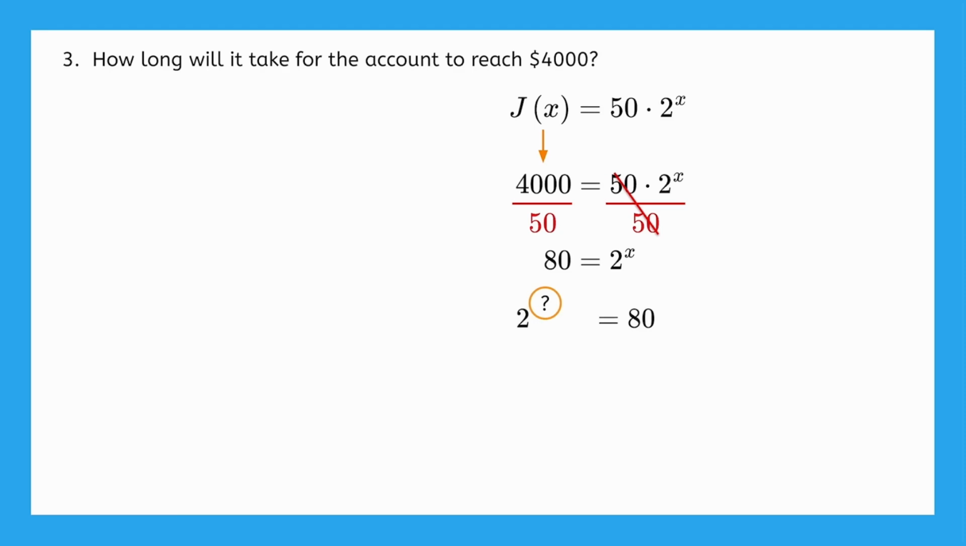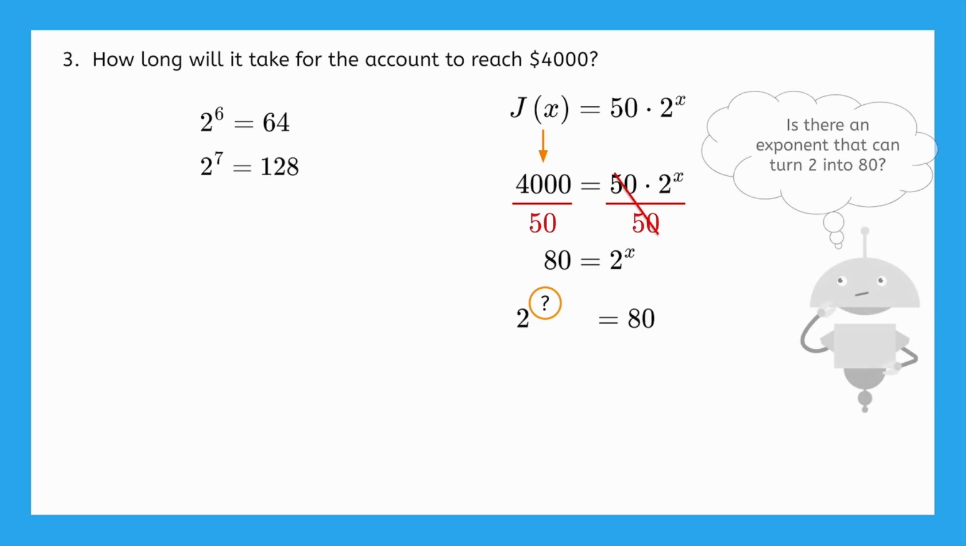Well, from the previous question, I remember 2 to the 6th power is 64, but then 2 to the 7th power goes all the way up to 128. I see you wondering, Mia, is there an exponent that can turn 2 into 80? Let's see. Since 80 is between 64 and 128, the exponent we need to get 80 should be somewhere between 6 and 7, and closer to 6 than to 7, since 80 is closer to 64 than to 128.